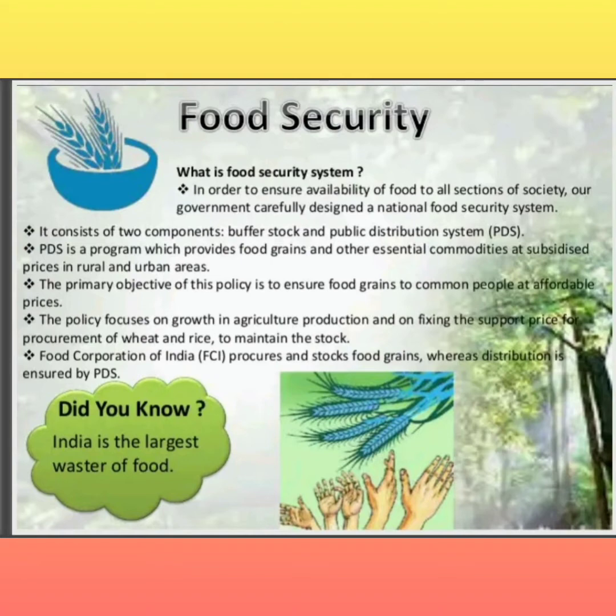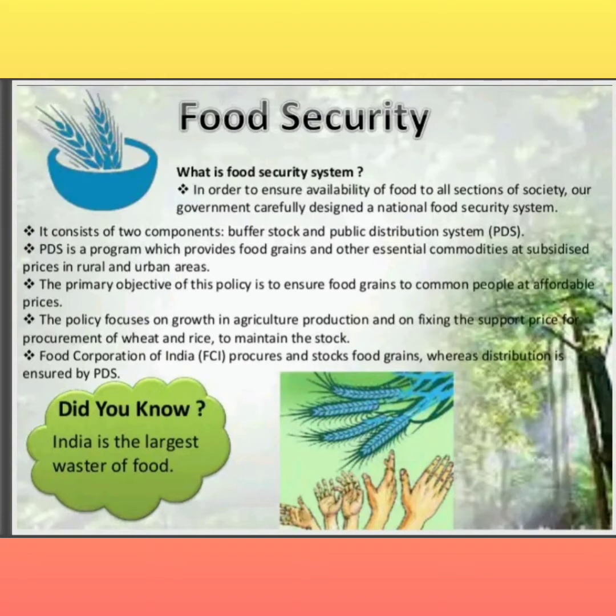Now the primary objective of the PDS policy, or the public distribution system policy, is that it ensures that food grain reaches the common people at affordable prices. This policy focuses on growth in agriculture production so that the food grains can reach the common people at affordable prices, and also it works on fixing the support price for the procurement, or the collection, of wheat and rice so that the stock can be maintained.